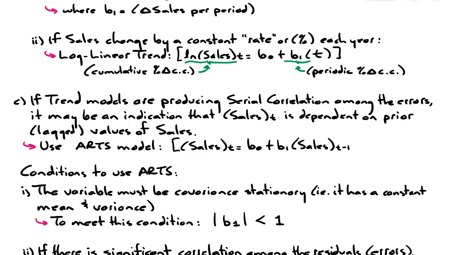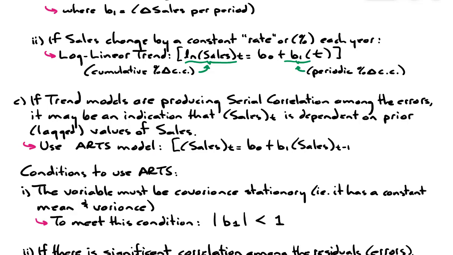If the current sales is dependent on what happened to prior sales, that would mean the sales now is correlated with what happened with sales in the prior period. But if your model is not capturing that correlation, it will instead be reflected in the error terms. And that's the issue here. So if you notice that there's a correlation among the errors, it means that the model is missing something. So if that's the case, the analyst may want to use an autoregressive time series model.